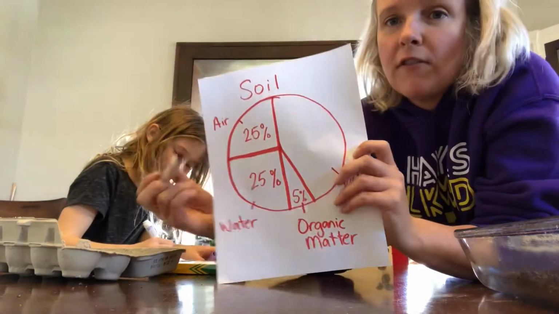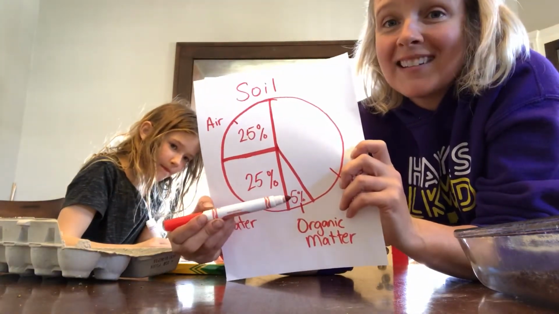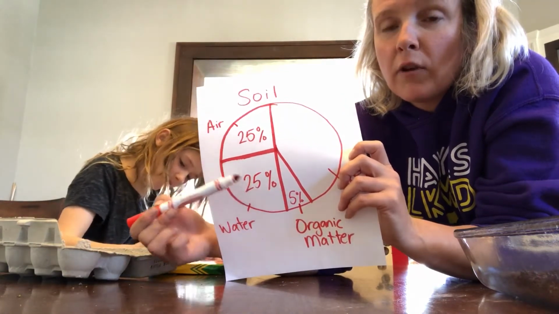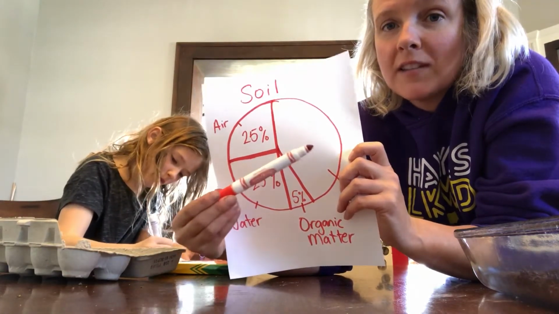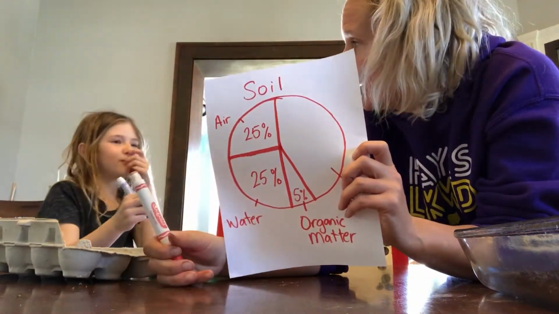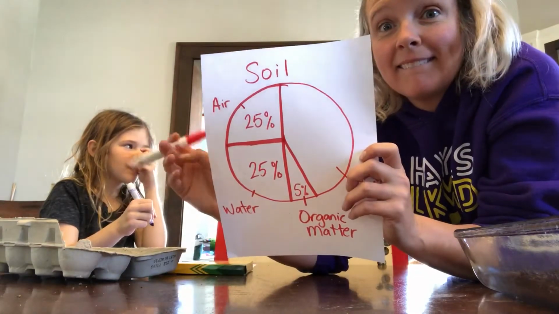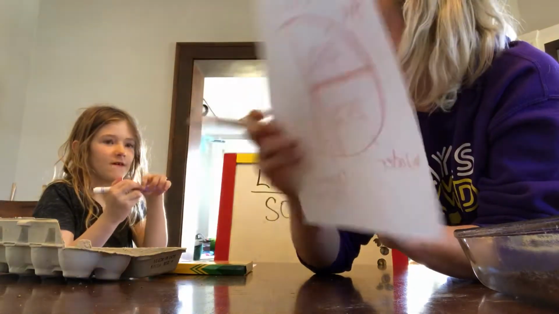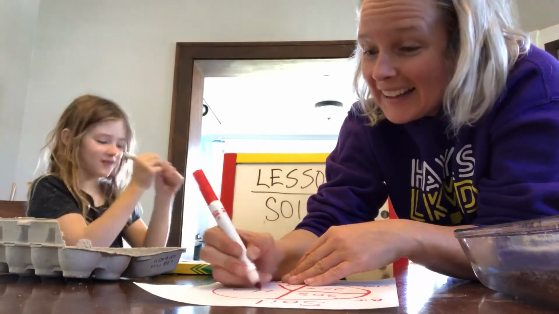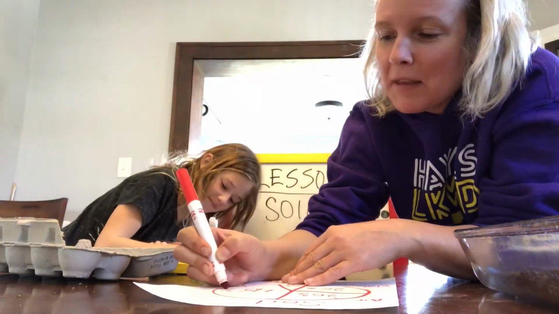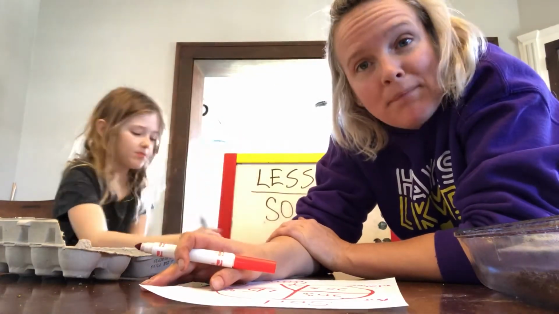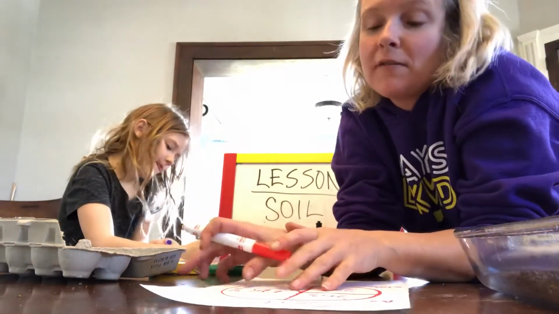So if we have 55% already accounted for, air, water, and organic matter, this other piece is 100 minus 55. Any idea what that is? 45. Got it! Yes! Everybody needs time to think, right? Make sure you give yourself time. Slow down and give yourself time to think.